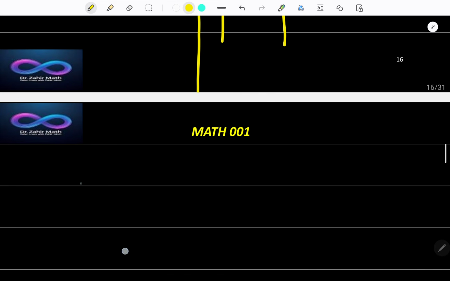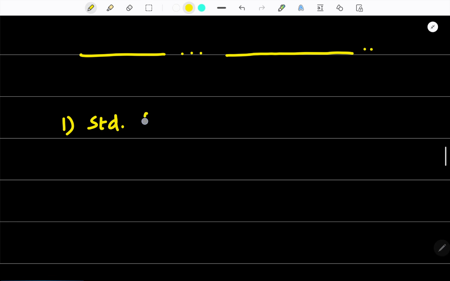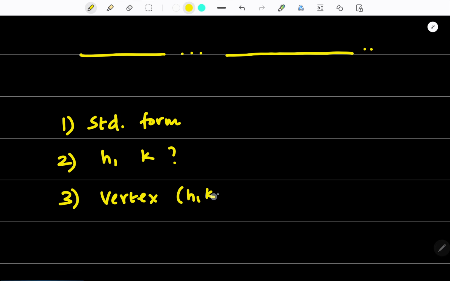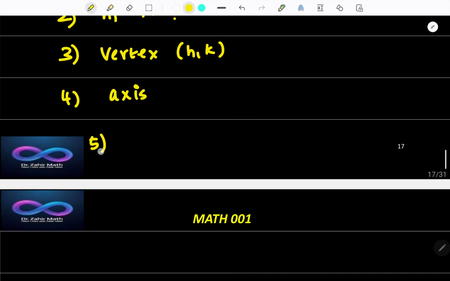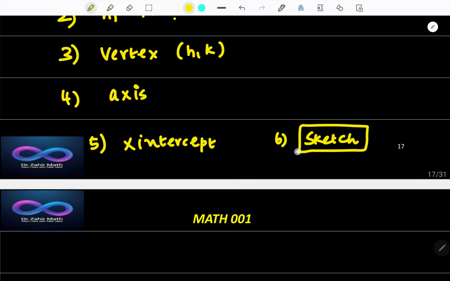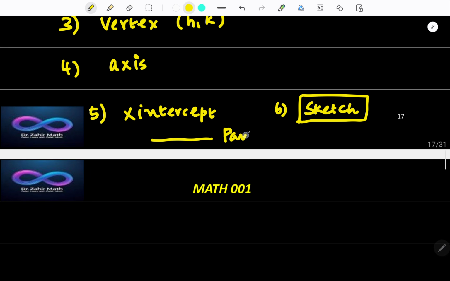Okay, all of you. So this finishes the part 1, which is 3 questions I did. Please remember how to find the standard form and how to find h, k, and how to write the vertex, which is h, k. And the next is how to write the axis of symmetry. And the next is find x-intercept. Okay, right. And the next one is what? Sketch. All these things you please work very hard. This is a very, very important question. So this finishes the part 1 of 3.1 exercise.